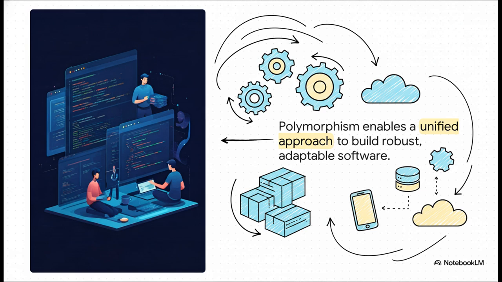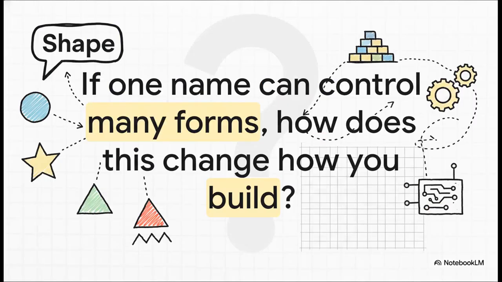So, we've seen how one name, Shape, can command many different forms. This idea, this principle of having a single, simple interface that can control all sorts of different implementations, that's a powerful way of thinking that goes way beyond just code. It really makes you wonder, doesn't it? How does this change the way you think about building things?